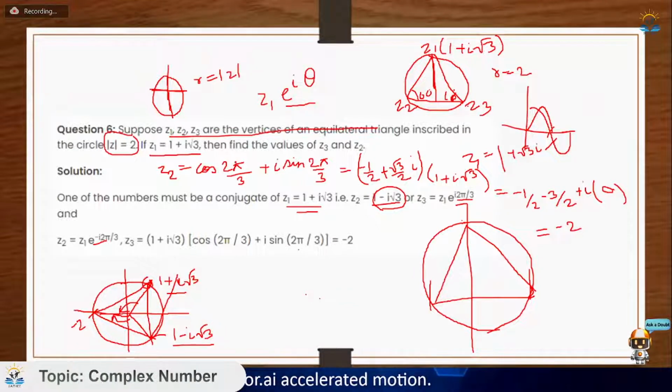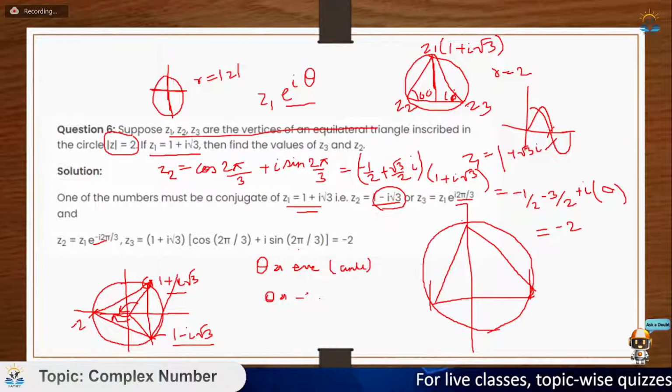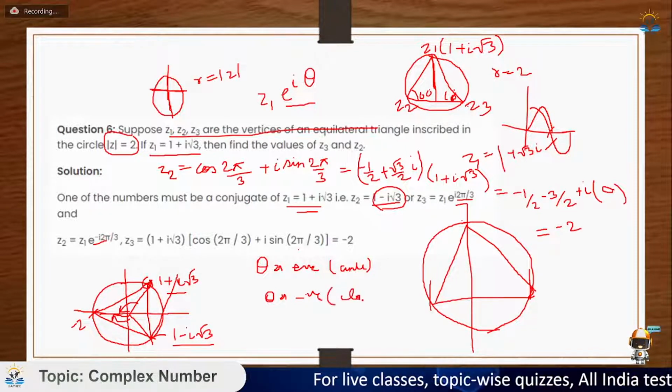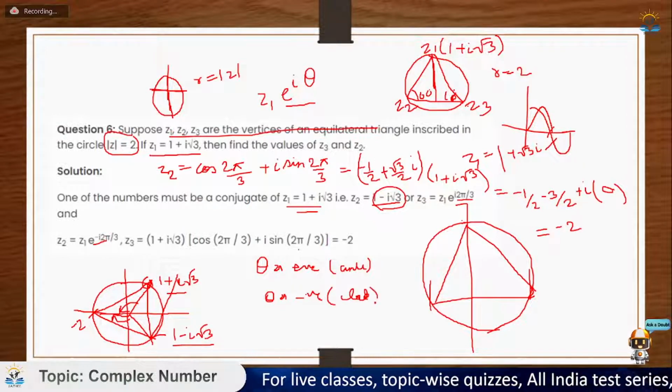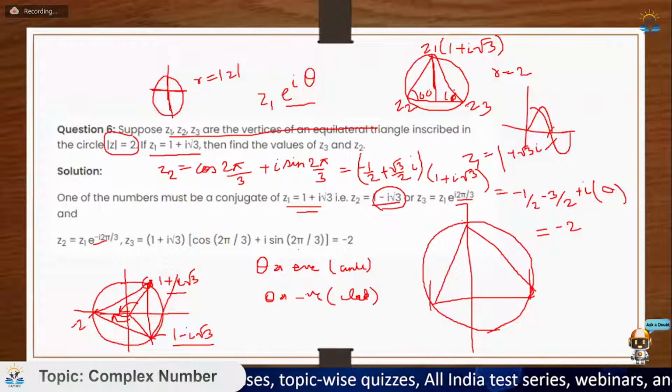In case of clockwise, you will take theta to be negative, and in case of anti-clockwise, you will take theta to be positive. So theta is positive in anti-clockwise rotation, and theta is negative in clockwise rotation. Okay. I'm moving on to the next one.